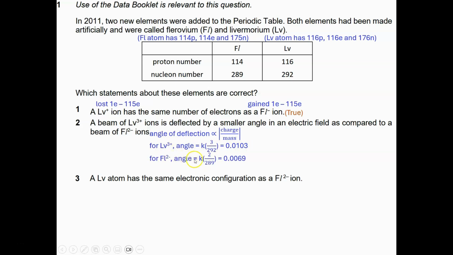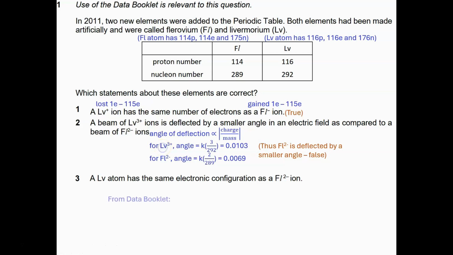For Fl2 minus, the angle is K multiplied by 2 over 289. You will get this value. In both cases, K just represents the proportionality constant. So from this, we can deduce that Fl2 minus is actually deflected by a smaller angle than Lv3+.